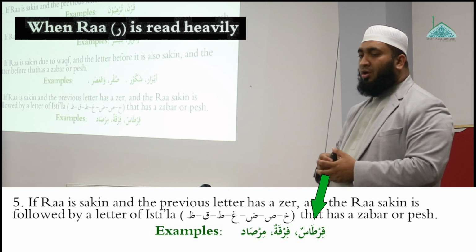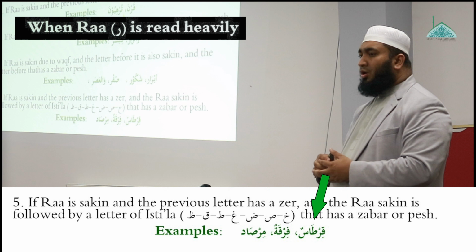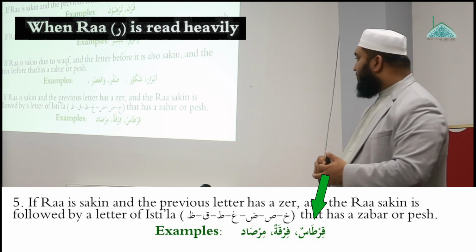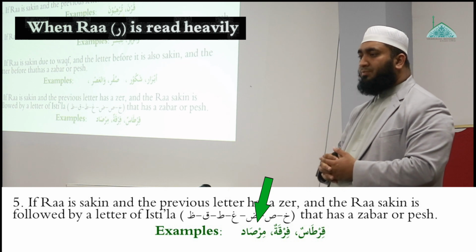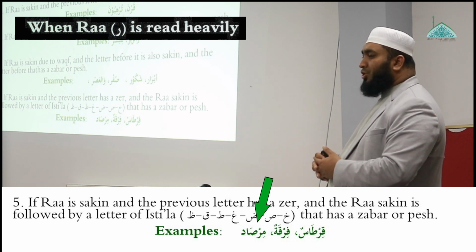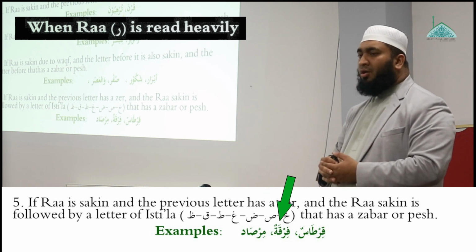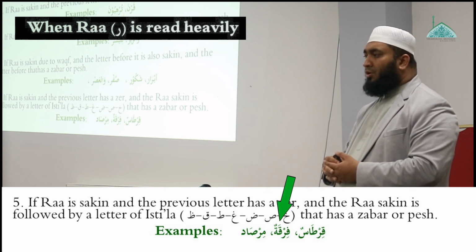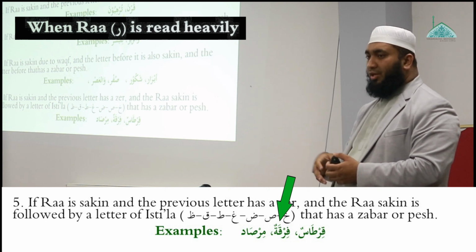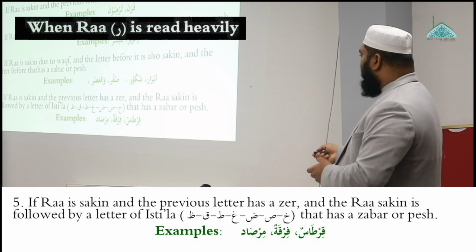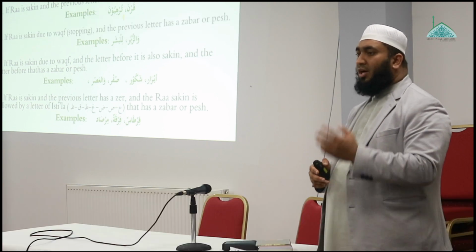So qirtas. As an example, mirsad, firqa. Because of the Qa, Ra becomes heavy as well. So these are the 7 letters only we need to remember for the letters of isti'ala.